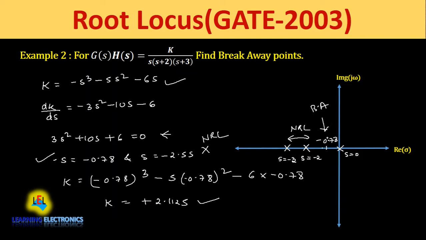Minus 0.78 is our valid breakaway point, but one more breakaway point, minus 2.55, lies between s equal to minus 2 and s equal to minus 3, which will not lie on the root locus. But if both the breakaway points are mentioned in the options, then you have to take both of them. However, this breakaway point of minus 2.55 will not lie on the root locus.